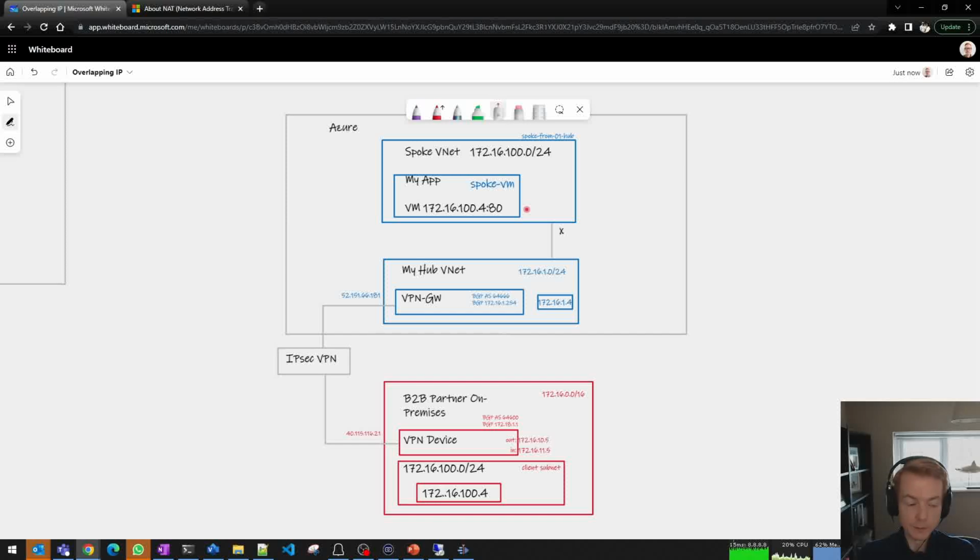This is something that you hear from customers quite a lot when they set up IPsec VPNs to remote third parties, where you don't have control of how your business partner manages their IP address space, and quite often it overlaps with yours because the RFC 1918 blocks are only so big and there's quite a high chance of overlap.